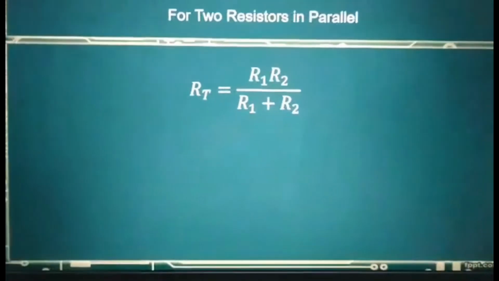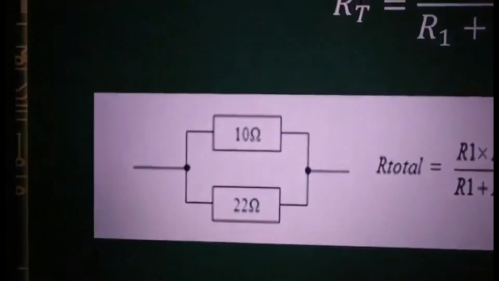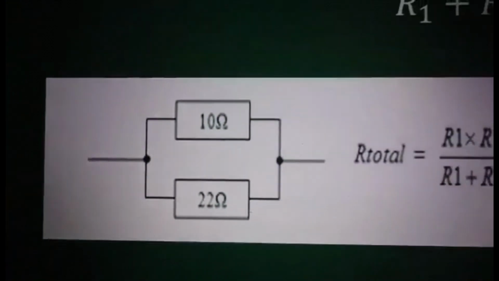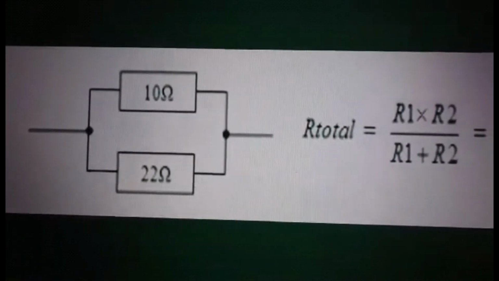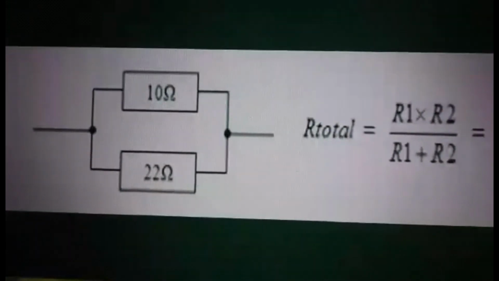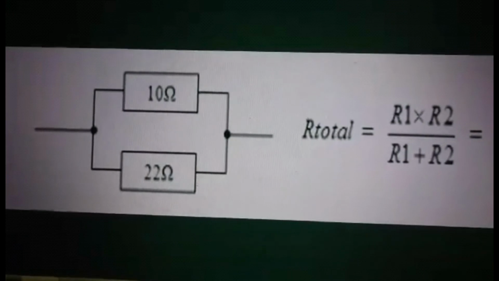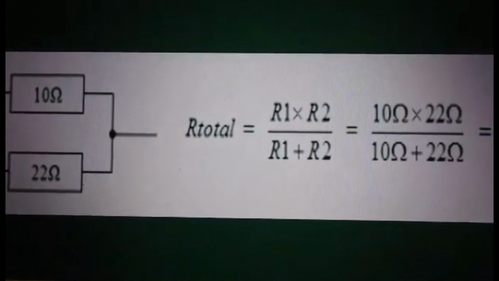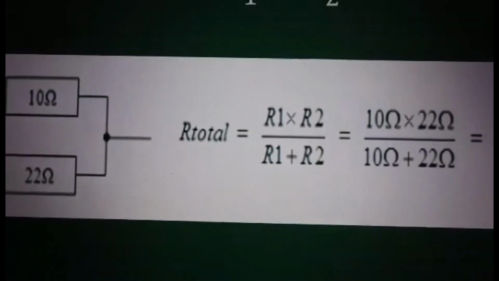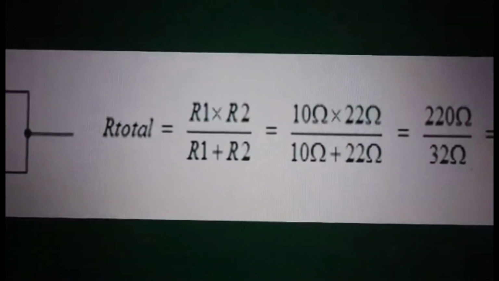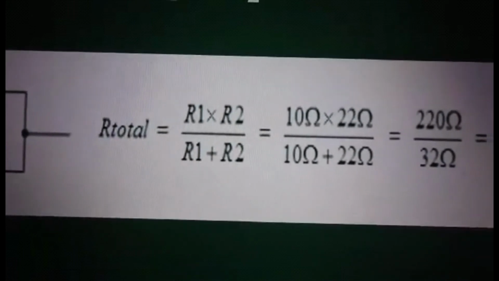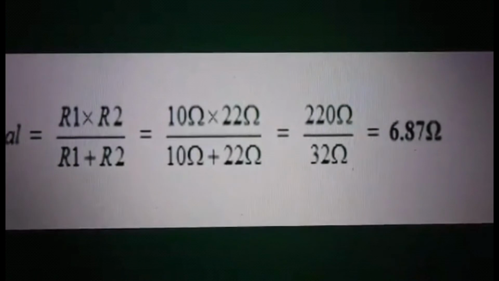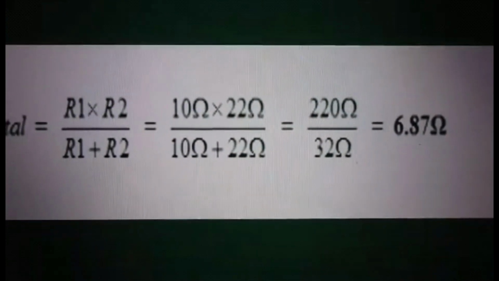So let's take a look at the examples. So here we have 2 resistors in parallel, 10 ohms and 22 ohms. Using the formula, we get the total resistance by multiplying R1 times R2 divided by R1 plus R2. Substituting the values, we get 10 times 22 ohms divided by 10 plus 22 ohms. So that would make 220 divided by 32 ohms. So using your calculator again, we get the value of the total resistance as 6.87 ohms.